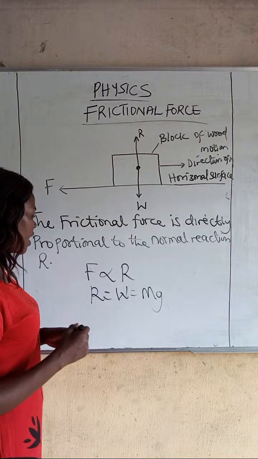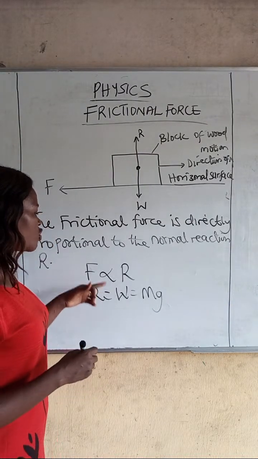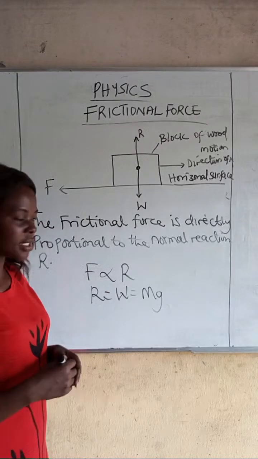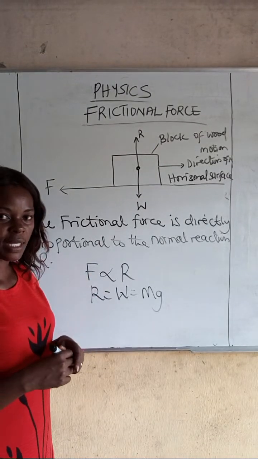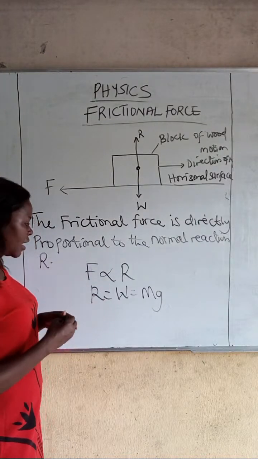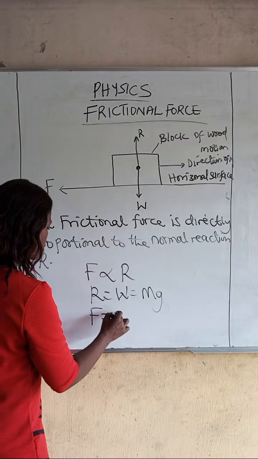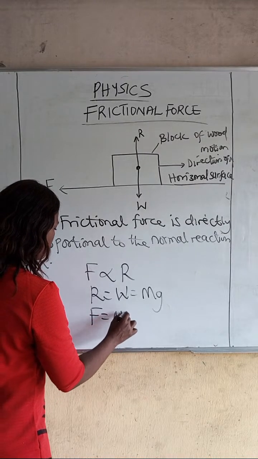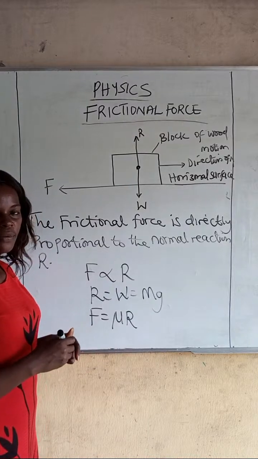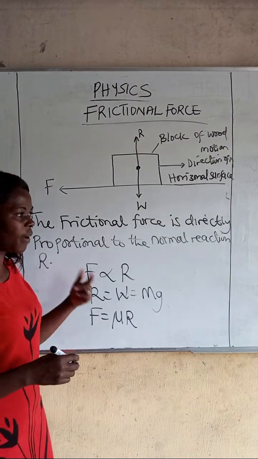Now, if you know that, in physics you must have a proportionality sign, and you have to remove it and introduce a constant. So how do we introduce a constant? You can introduce a constant by removing this proportionality sign. So I will have F equals mu R. Do we understand? Okay, I will go back to explain it.